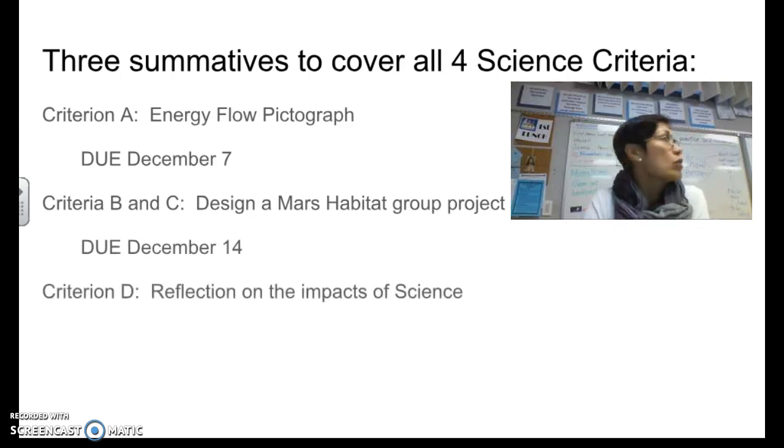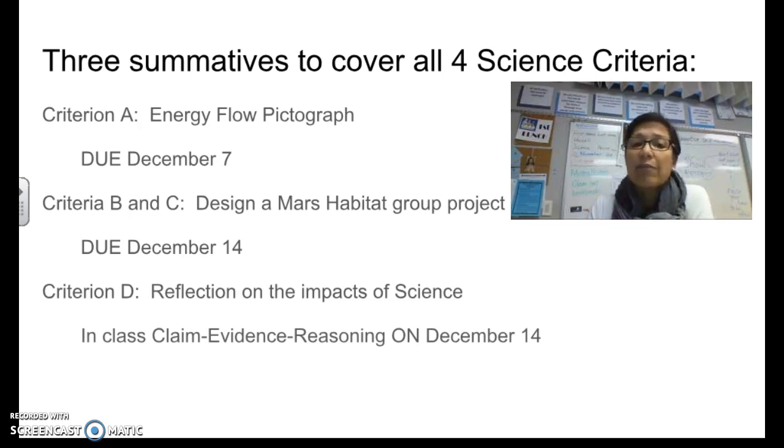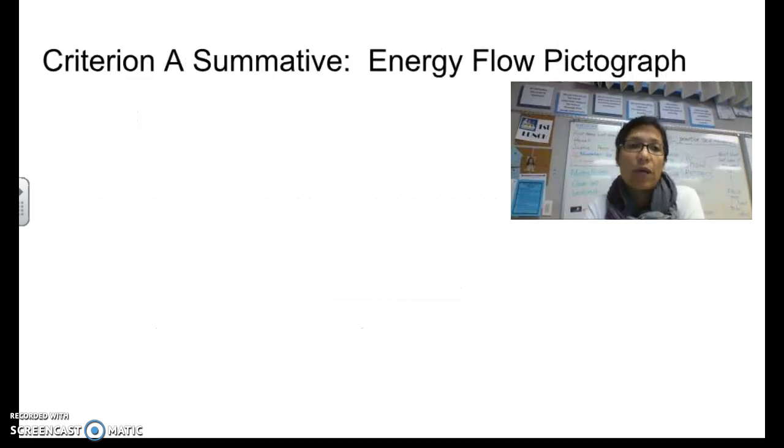For criterion D, which is reflecting on the impacts of science, they are to reflect on the impacts of science with all the concepts that we have talked about for quarter 2. And this is an in-class claim evidence reasoning essay on December 14th. Let's take it one by one.